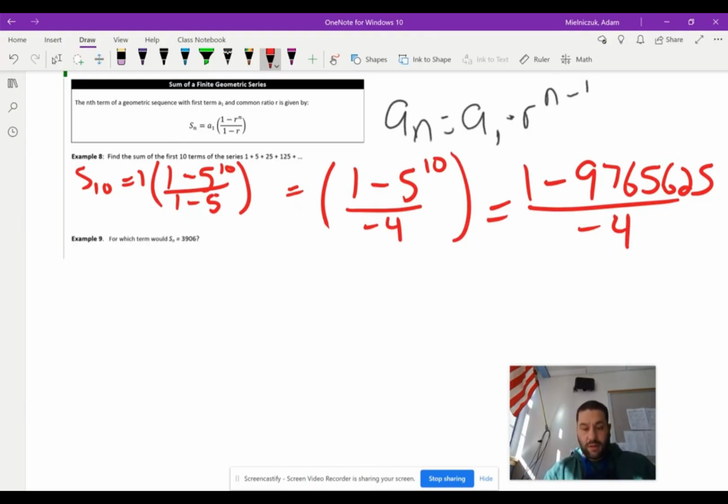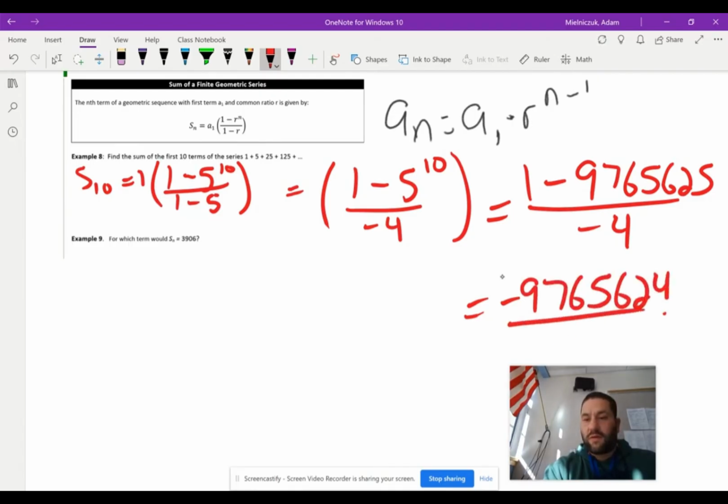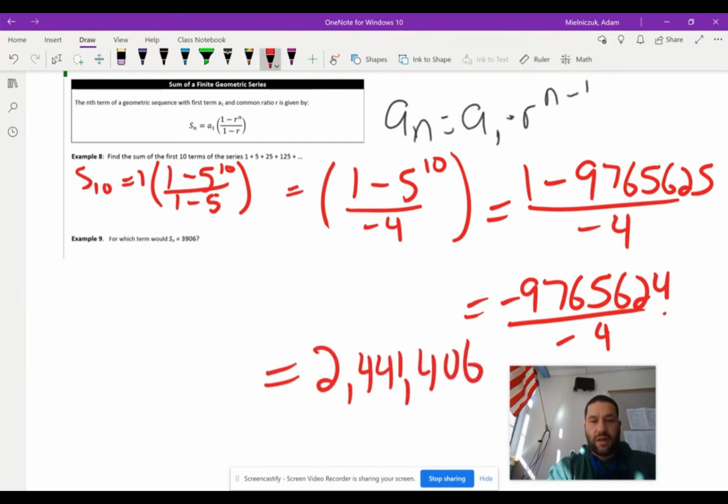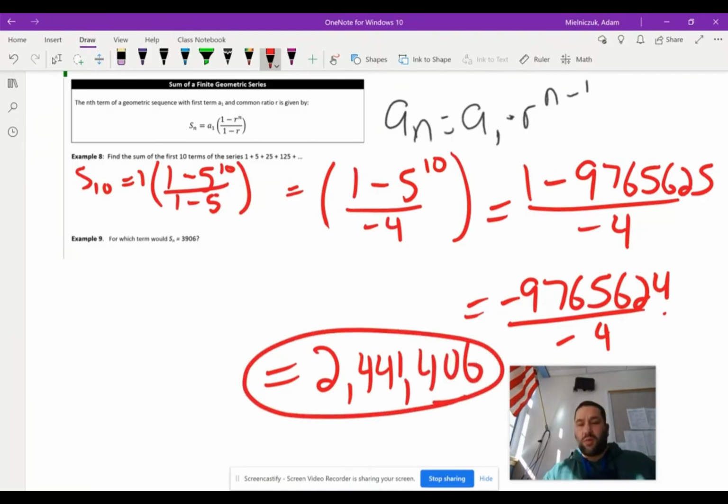So it'd be 1 minus 9765625, which equals negative 9765624 divided by negative 4. It's going to give us an answer of 2,441,406. So the sum of the first 10 terms of this geometric sequence is the amount of money I wish I made, but I don't.